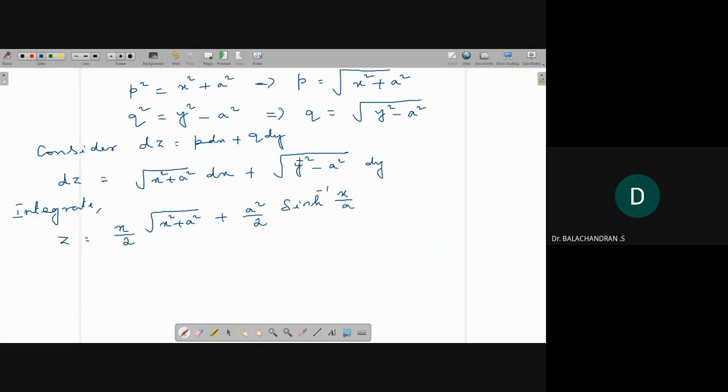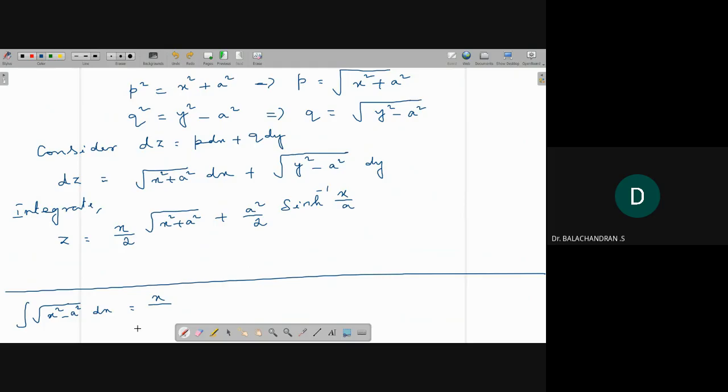Next, you need to integrate what? Now I'll give the formula here. Integration of root of x square minus a square dx is equal to x by 2 into root of x square minus a square minus a square by 2 cos h inverse of x by a. Okay, so now I'm going to use this here.